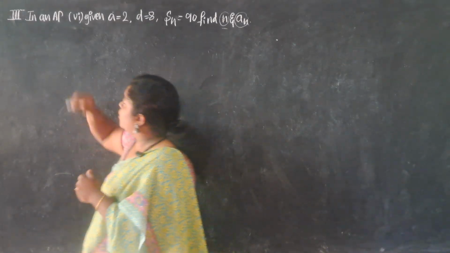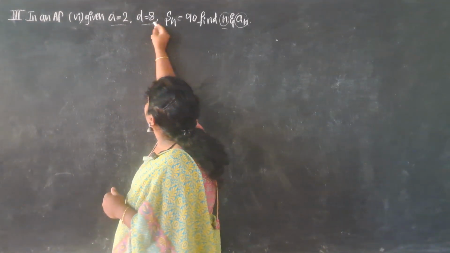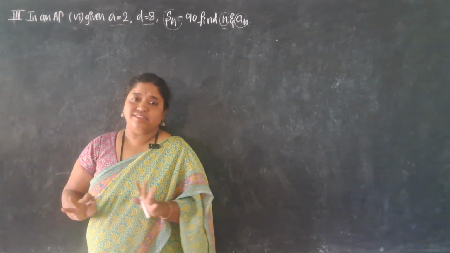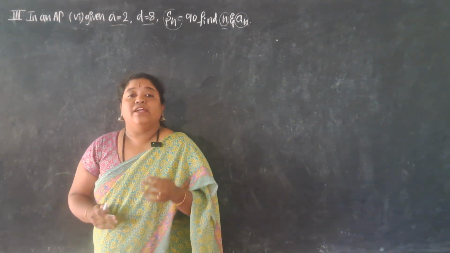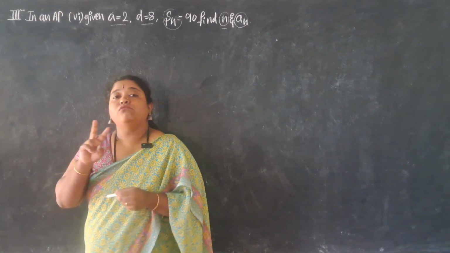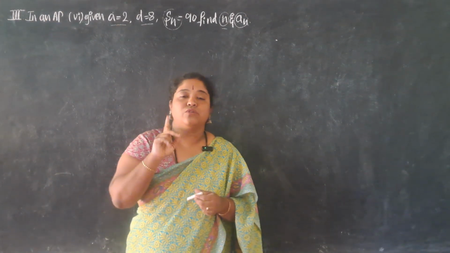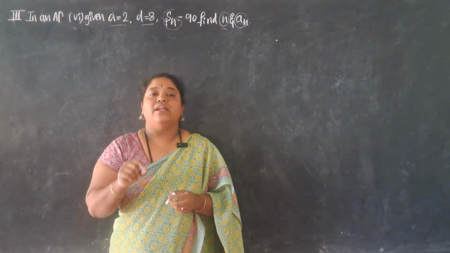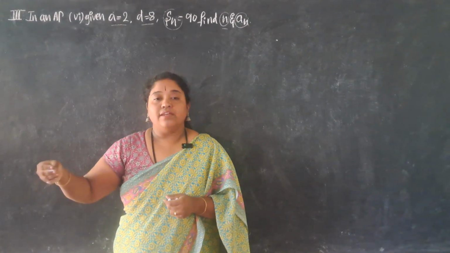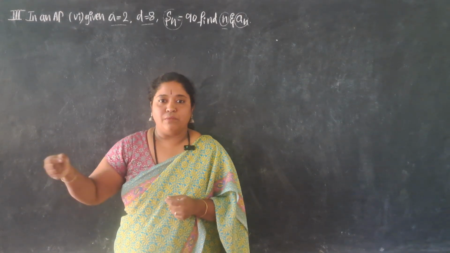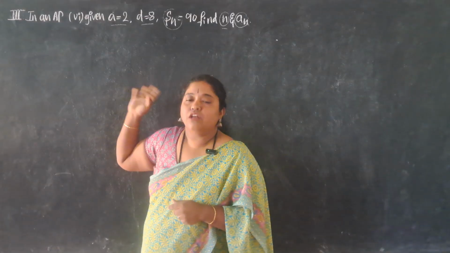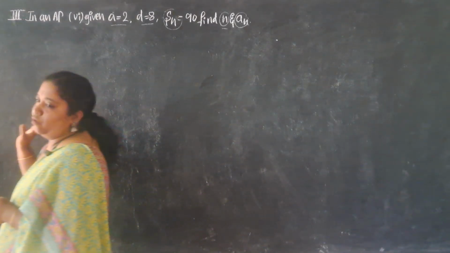See, provided a = 2, d = 8. However, Sn is provided, which intends to say that I have to use the Sn formula, no other way, and I don't even have the an value. So in solving, I have two formulas to calculate Sn. One is Sn = n/2 [2a + (n - 1)d], and another one is Sn = n/2 (a + l), where I don't find any last number provided here. So I have to go with the first formula.